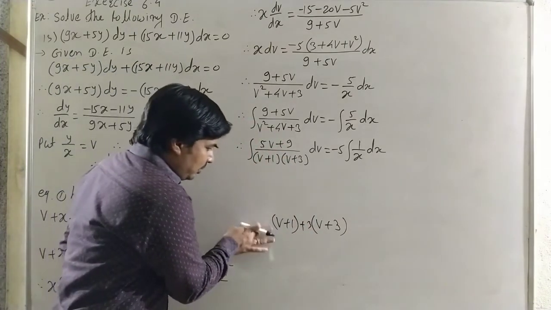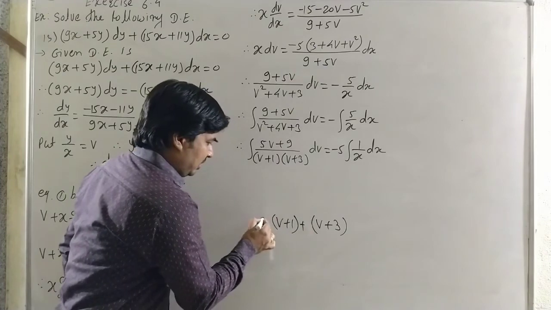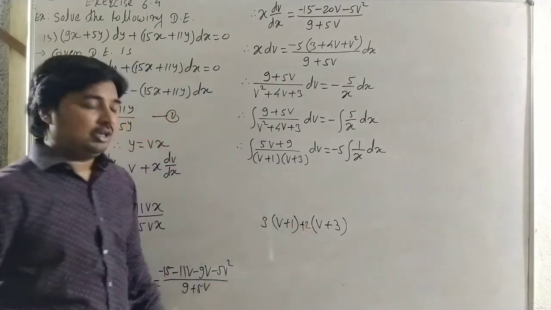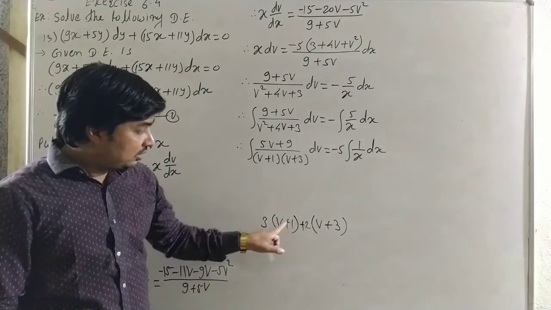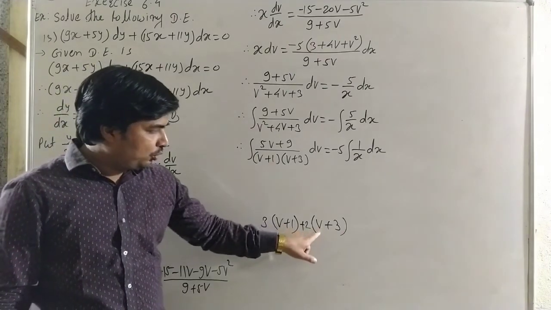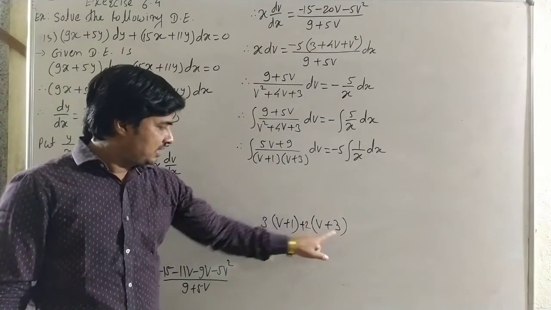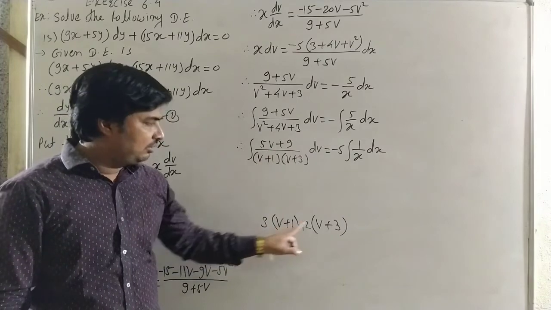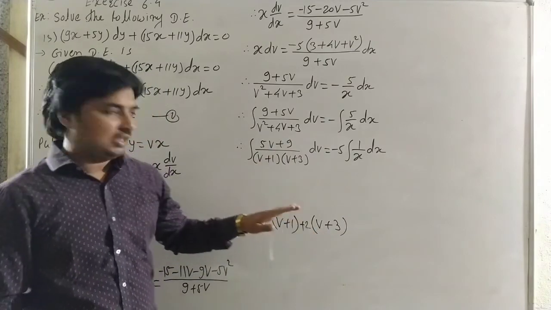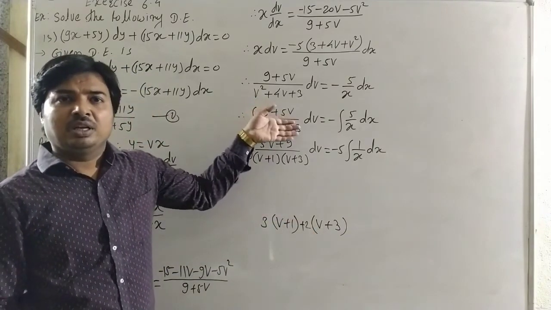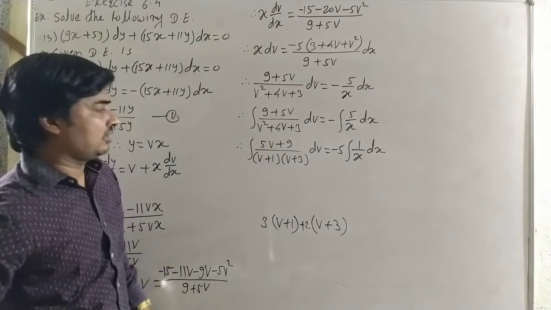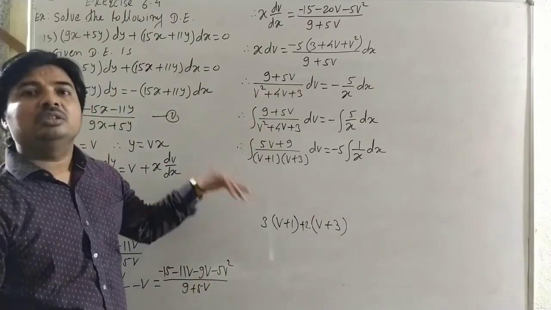So we replace these constants. Here we multiply by 3 and here we multiply by 2. It is 2v, 3v plus 3 and 2v plus 6. 6 plus 3 is 9, and 3v plus 2v is 5v. That means we directly adjust. Here we take the partial fraction or adjust the two linear factors in the numerator.